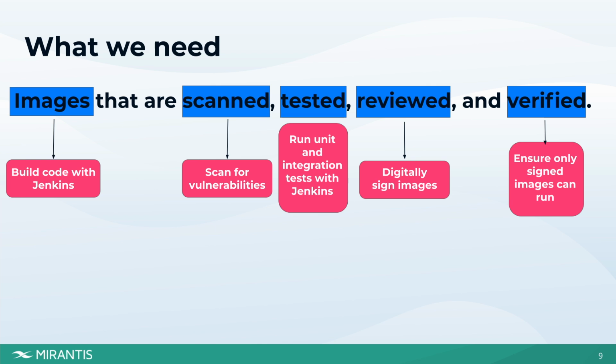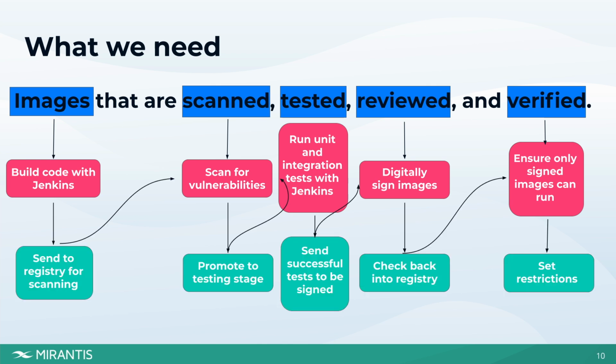So how do we make this happen? Well, after we're done building the code, we can send it up to the registry to be scanned. And once it's been scanned and has passed, we can promote it to the testing stage. When the testing suite has been completed, we can take the successfully tested image and have it scanned. It's then checked back into the registry and made available for use in our actual environments to be run in our application. As part of that process, we set restrictions to ensure only signed applications can run.